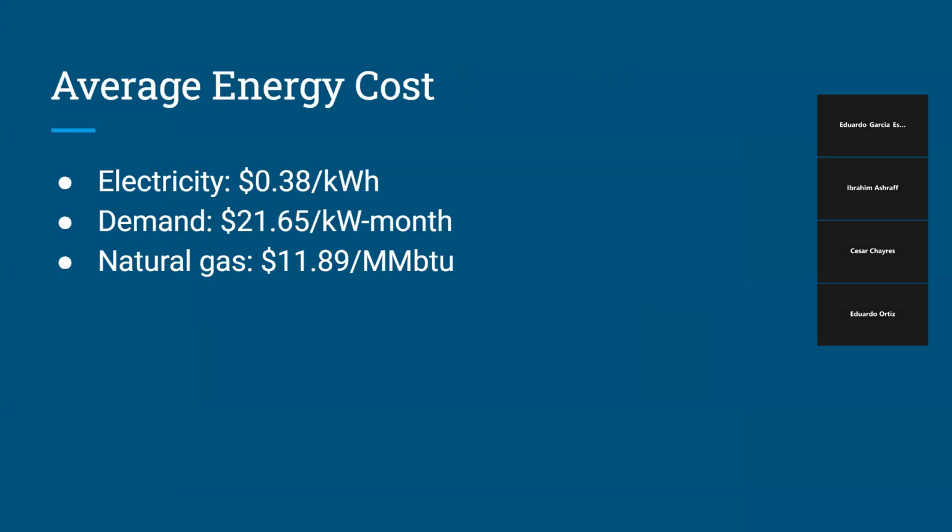Next. Using the utility bills, average unit costs were calculated for the electricity, demand, and natural gas. These values are later used to estimate annual costs and savings for each proposed efficiency measure. As we can see, the electricity cost turns out to be 38 cents per kilowatt hour. The demand cost is $21.65 per kilowatt-month, and the natural gas cost is $11.89 per MMBtu. Next.